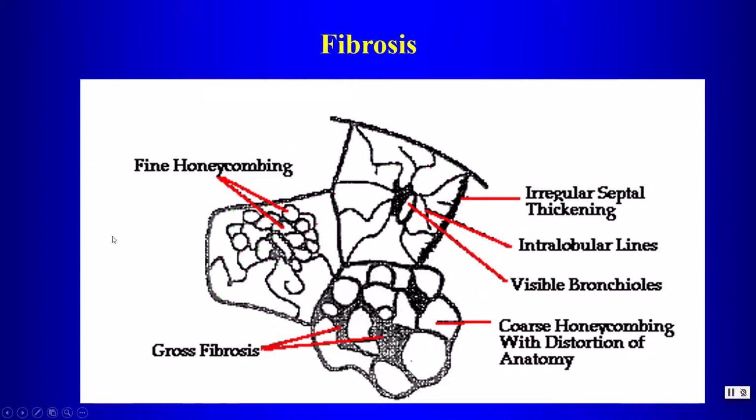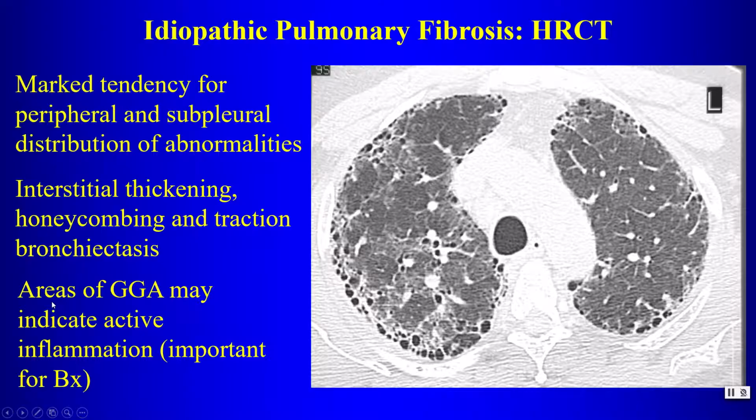When there is fibrosis, we get distortion of all of this, and what happens is that the airways get stretched and distorted, and that's what causes the honeycombing that we will see on CT. So this represents traction bronchiectasis or traction bronchiolectasis. That's what gives us the honeycombing. So this distribution of peripheral subpleural honeycombing is the classic manifestation of a UIP pattern.